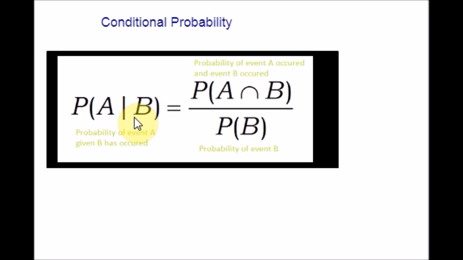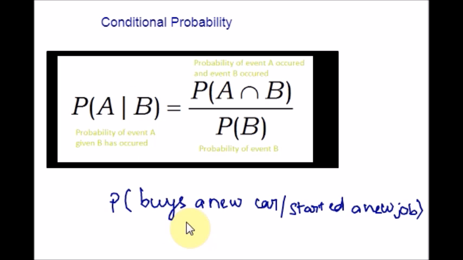With this notation, you can also use words to describe the events. For example, in case it is a word problem, let's say we wanted to find the probability someone buys a new car when you know they have started a new job. I'm going to write the same notation using words. Probability of the event that we are going to find, buys a new car, given what we already know, started a new job. Probability of buying a new car given started a new job.